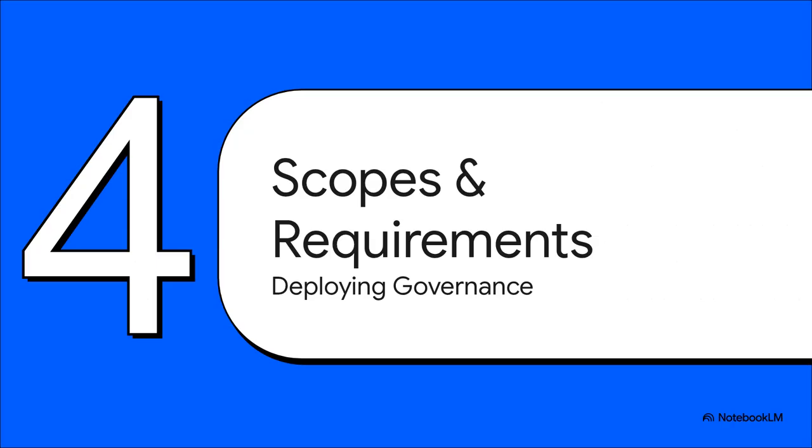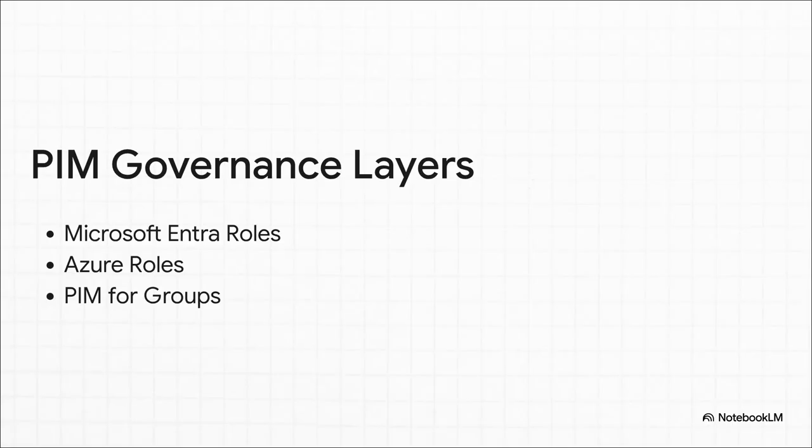Section 4, Scopes and Core Requirements. Let's talk about what you need to deploy this governance. PIM is incredibly versatile because it actually blankets 3 primary layers of your infrastructure.